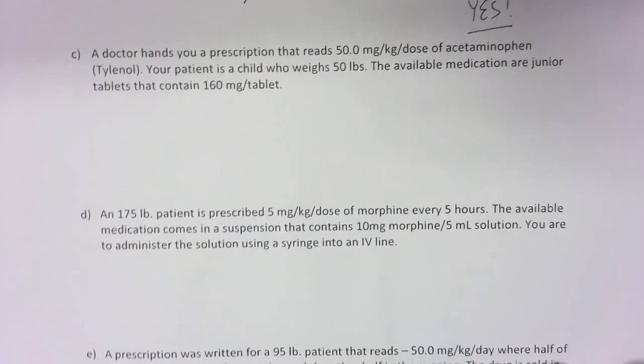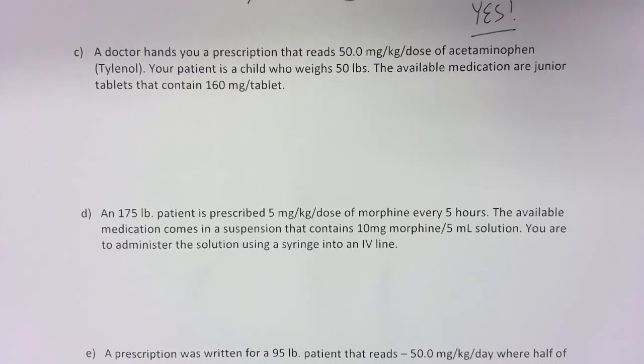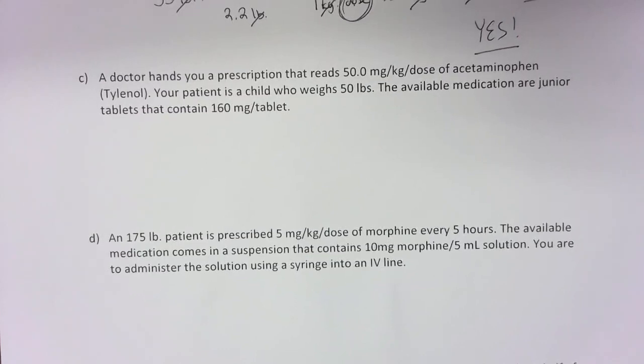All right, next problem. The doctor hands you a prescription that reads 50 milligrams per kilogram per dose of acetaminophen. Your patient is a child that weighs 50 pounds. That's about a 5-year-old. The available medication are junior tablets that contain 160 milligrams per tablet. Now we're talking about tablets, no longer talking about liquid that you would draw up with a syringe and inject in the mouth or give to them in a cup. We're talking about actual tablets now.